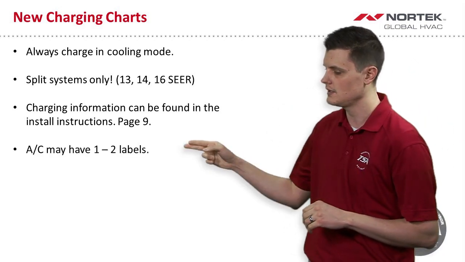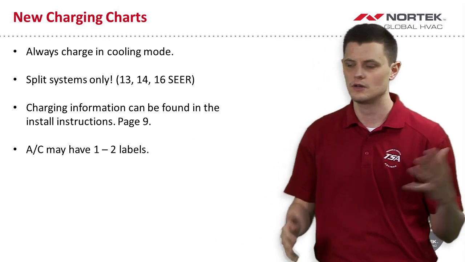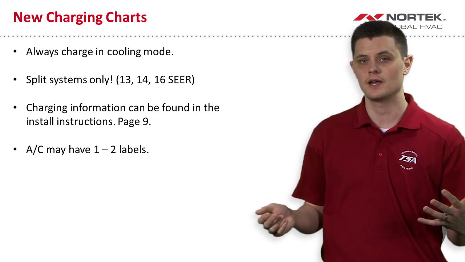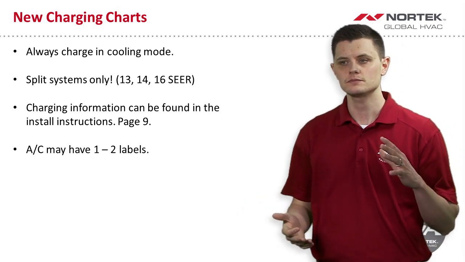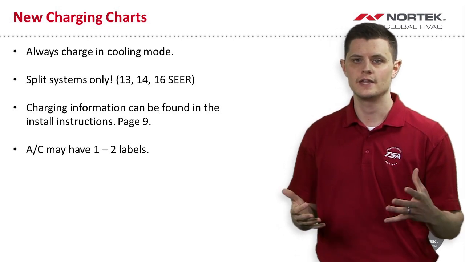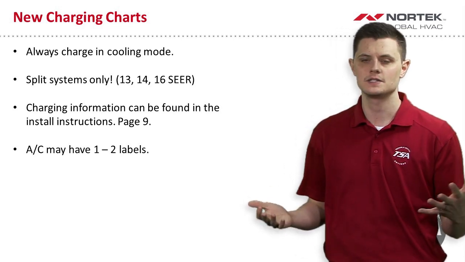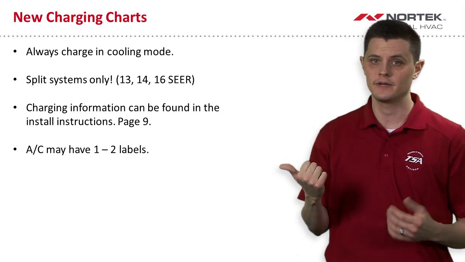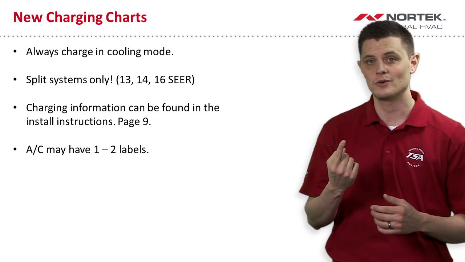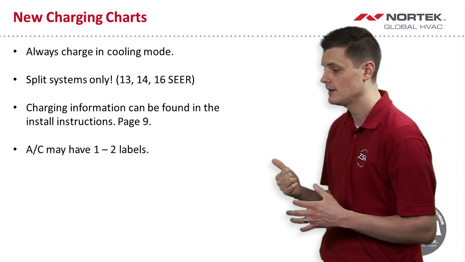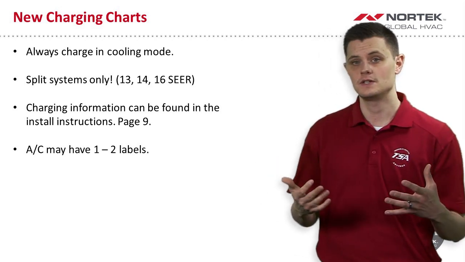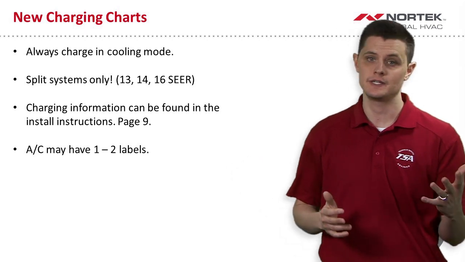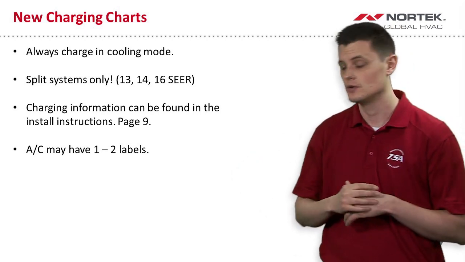Also, the AC models may have one or two labels on the indoor panel, because that'll determine the model. For example, if you had a 16 SEER AC, you won't have a piston on your indoor evap coil, and you'll just have one chart. If you had a 14 SEER air conditioner, you may have a piston or you may have a TXV on the inside, and that's why you'll have two.